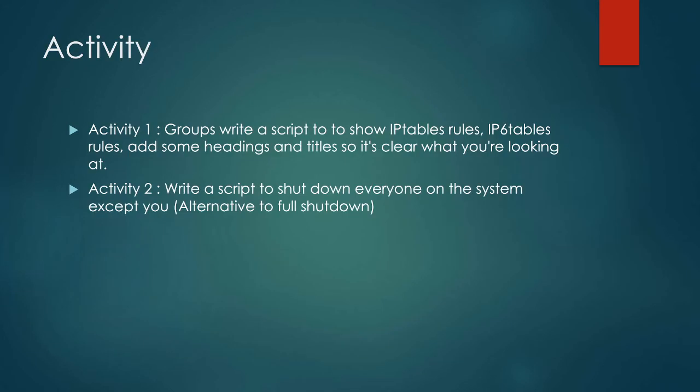The next activity that I'd like you to do is get back with your buddy and write a script to show IP table rules, IPv6 table rules, add some headings and titles so it's clear what you're looking at. The second part of the activity is writing a script to shut down everybody on the system except you. This is your alternative to shutting down the whole system if a very serious hack has happened. Feel free to take a moment to pause me while you go set this up with your buddy.